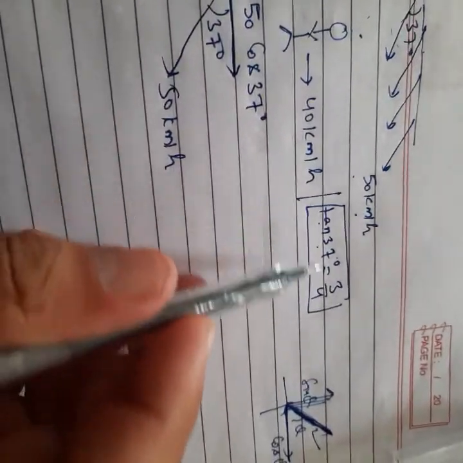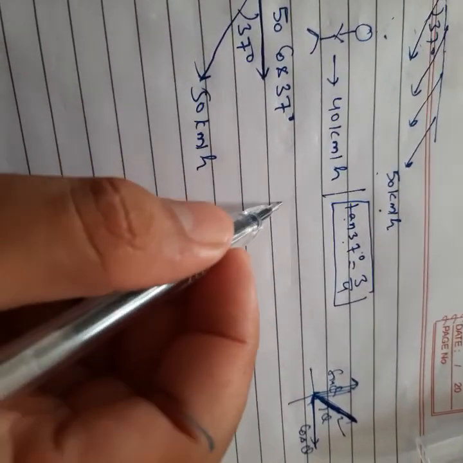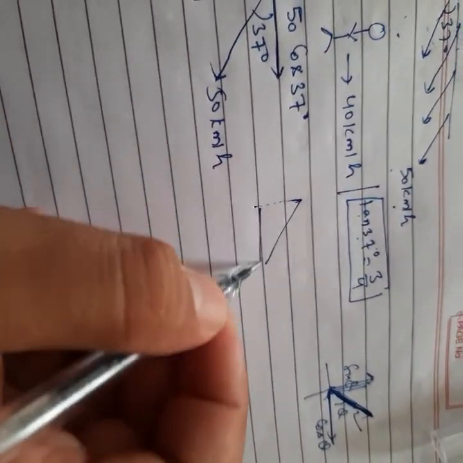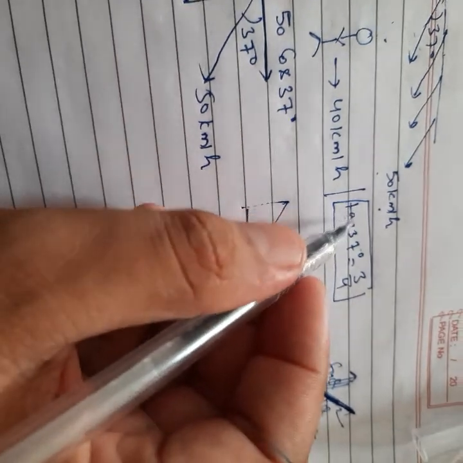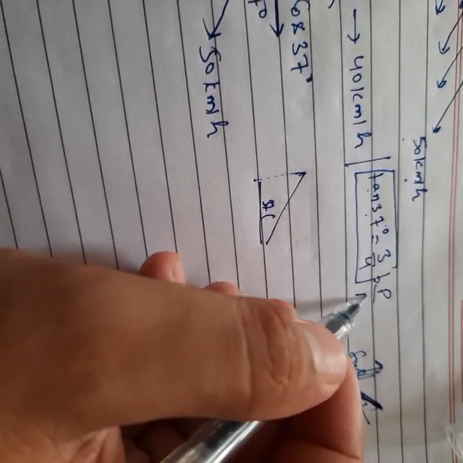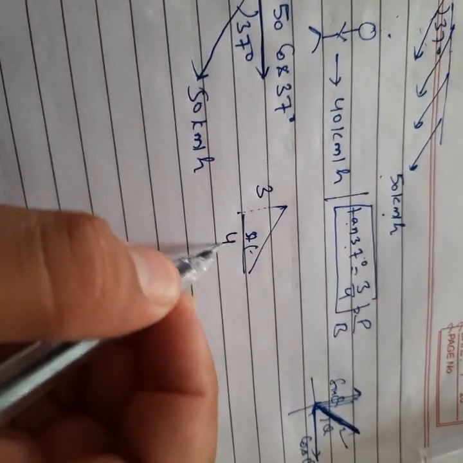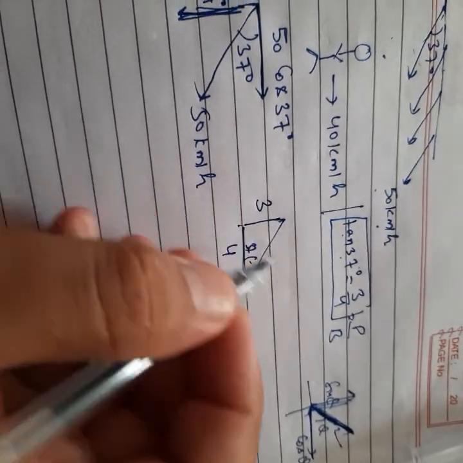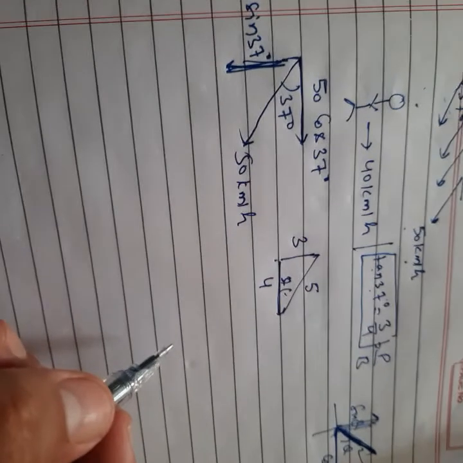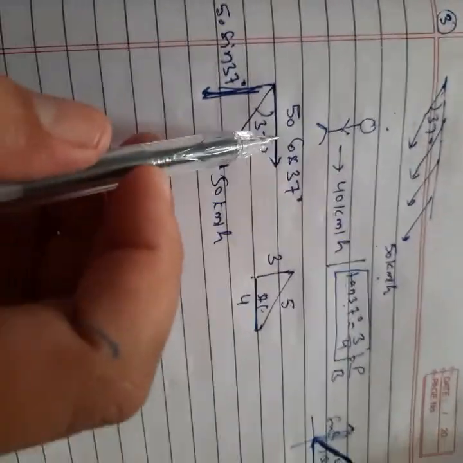He is saying here that tangent 37 is equal to 3 by 4. Then find out. Tangent 37 is perpendicular upon base. Perpendicular 3, base 4. So by the Pythagoras theorem, the hypotenuse will be 5. Say yes or no? Then find out this value, children. Then this value will be what?